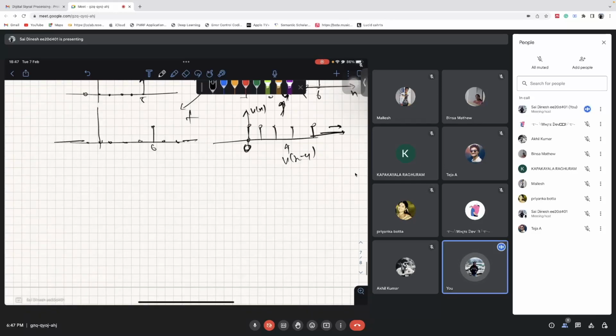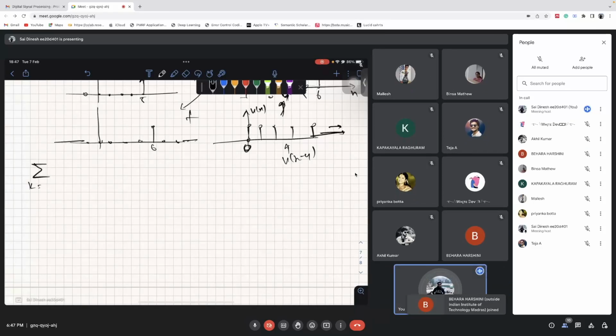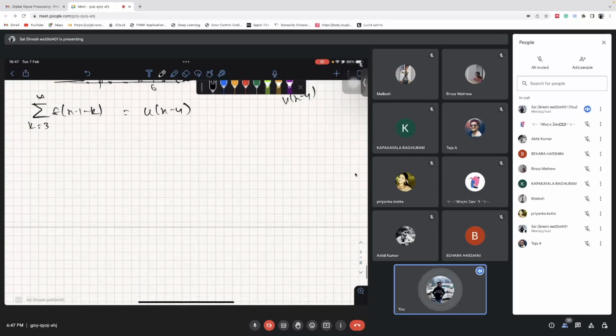So what we understood is, from k equal to 3 to infinity, delta of n minus 1 minus k is equal to u of n minus 4. And then the final signal that we have is f of 1 is 1 minus u of n minus 4. Until now it is clear? Yes, sir. It's clear. So 1 minus u of n minus 4. What is 1?